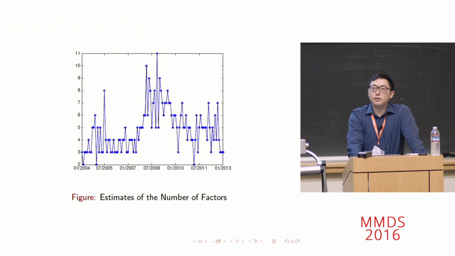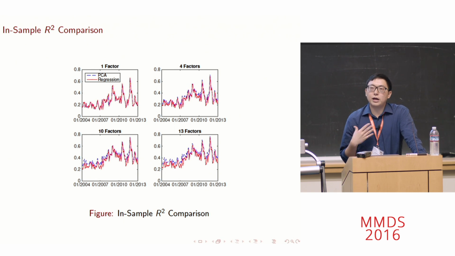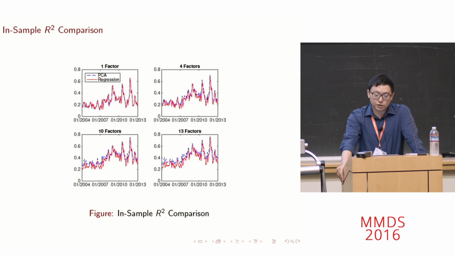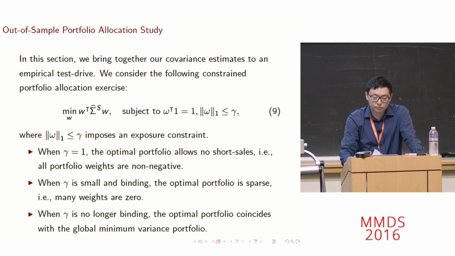And this is a plot of the number of factors we estimate on a monthly basis from the data. It roughly changes from 3 to 10. And this is an in-sample R-square that we can compare. For one factor, if I compare the PCA versus the regression where I use the known economic factors, they look very, very similar, because the first factor we all know is the market. Once I increase to 4, 10, and 13 factors, the PCA does slightly better and can explain more variation in the data.